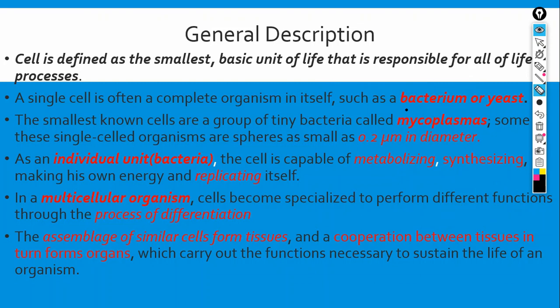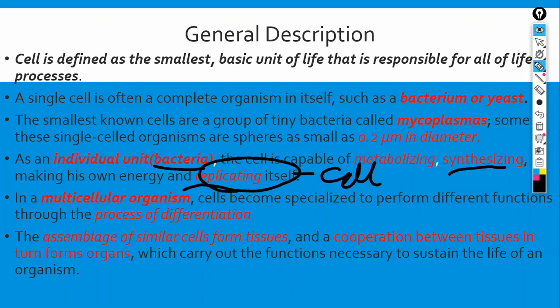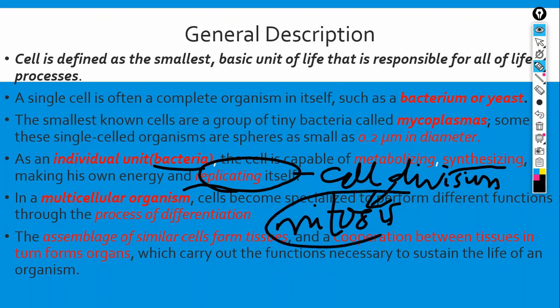Right? Now, it says that it also can perform the function of synthesizing. Synthesizing means producing. So these organisms can produce on their own, making their own energy and replicating themselves. So it can also replicate itself via what? Cell division. And being a unit entity that way, it's going to be able to perform what kind of cell division? Mitotic. Now, of course, in its cell, the nucleus will perform meiosis. Okay, the DNA will be able to perform meiotic division.